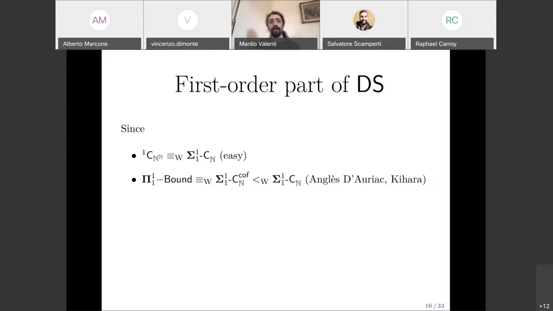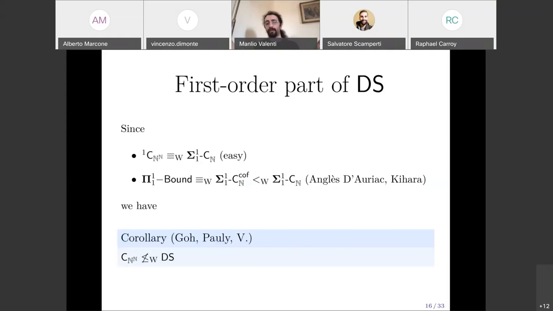And therefore, what we have is two problems whose first order parts are not equivalent, they cannot be equivalent. Since we know that the other reduction already holds, this means that this reduction cannot hold.